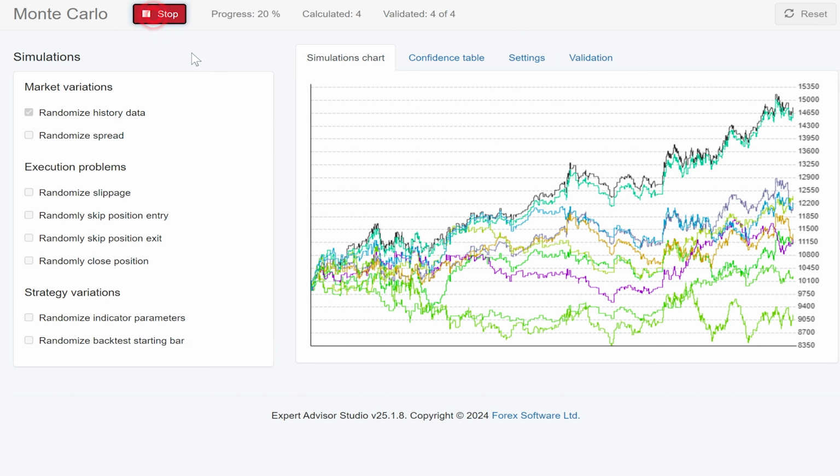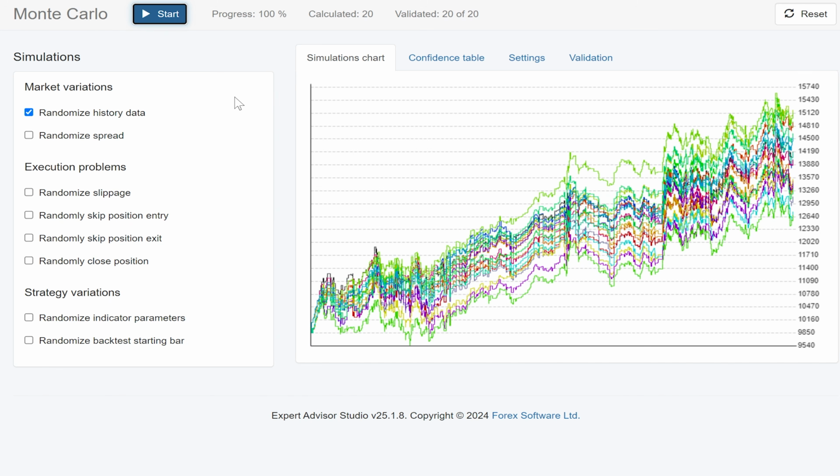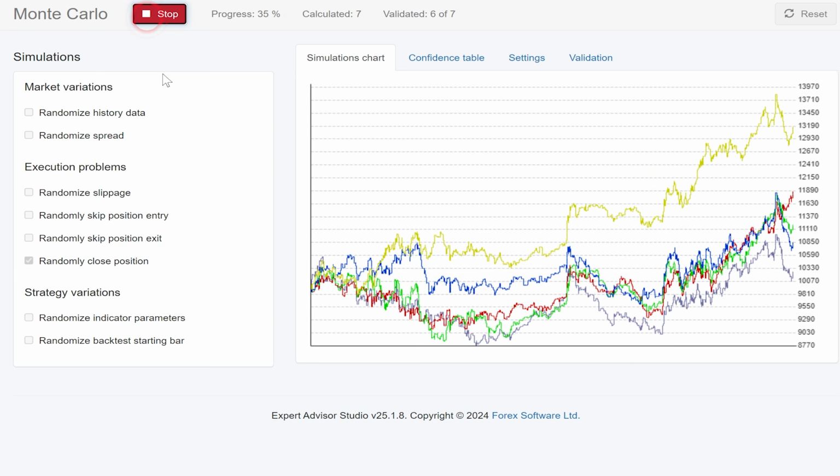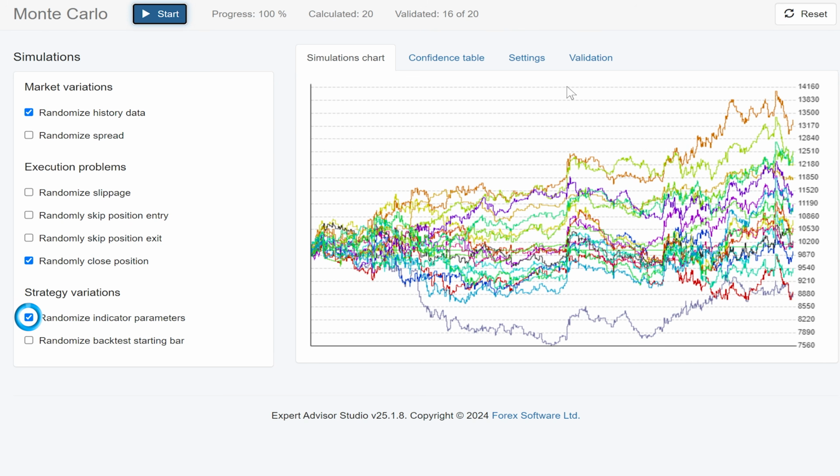I also quite like the randomized history test. It's taking some of the data bars and randomizing them according to the ATR, and we can see that it's generally not too sensitive to the different data. We can randomly close positions. We can do a combination of all of them. We can see that generally we're getting 80% of tests passing, and it's a good indication of robustness.